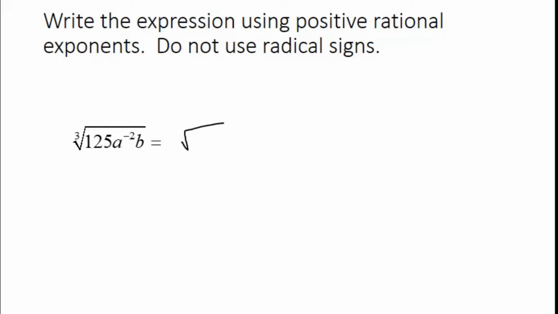So now if we separate it, it would be the cube root of 125 times the cube root of a to the negative second times the cube root of b. The cube root of 125 is 5 because 5 times 5 times 5 is 125.